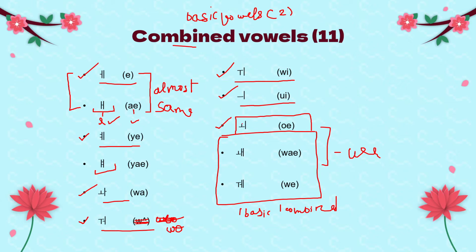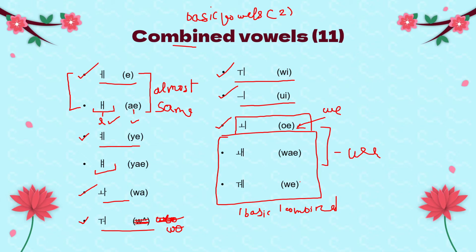And this is O plus E. O plus E is OE. This is written as OE, or you will find it written as way. Both are possible, and you can find it written in both ways. Somewhere you will find it written way, somewhere OE, but it has the sound way.